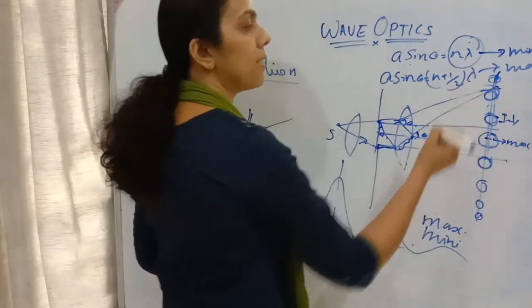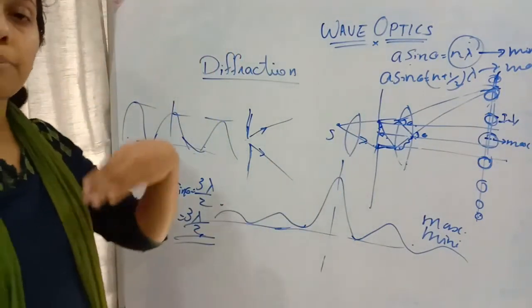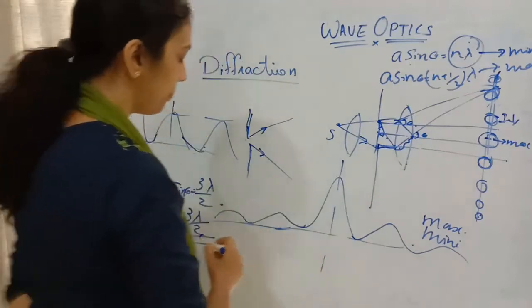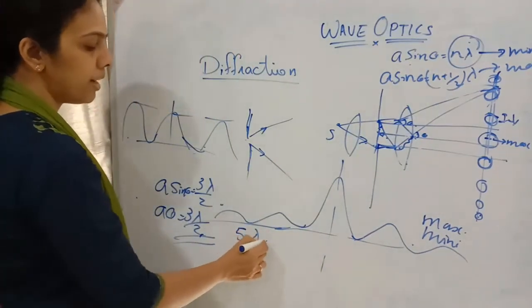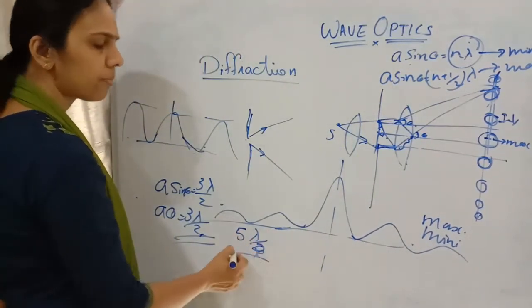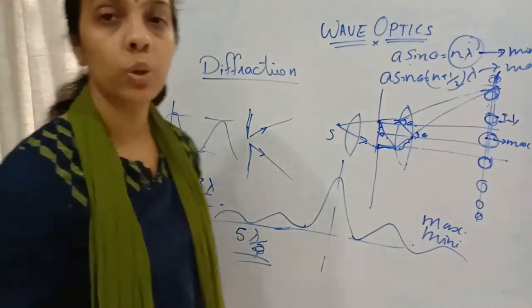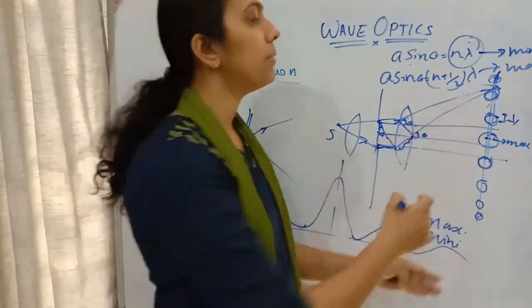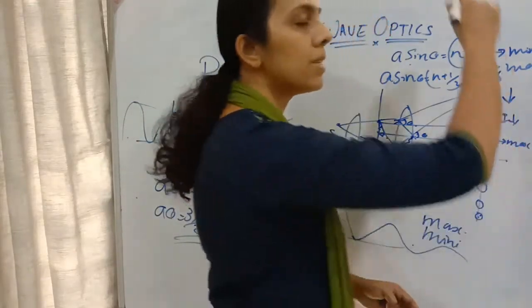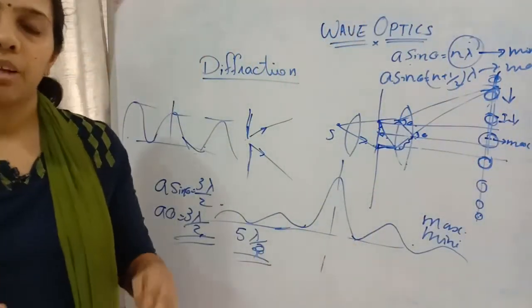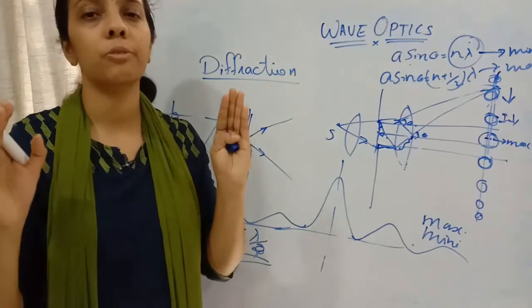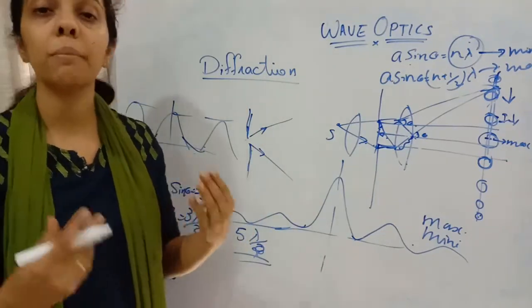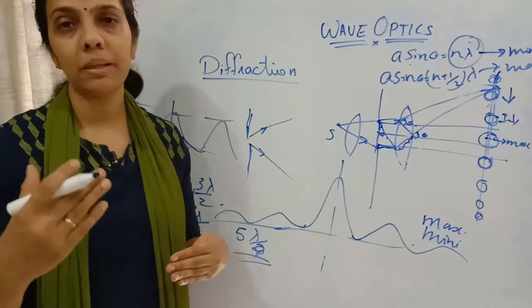Then if I consider the next maxima line, it will be 5 lambda by 2. So here the first 4 will be cancelling, and only the rest of the lambda by 2 will exist, that is of minimum intensity. So intensity will be reducing as it moves upward. From the center we will be getting the maximum intensity, not wavelength, maximum intensity.